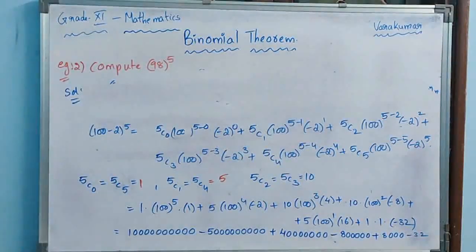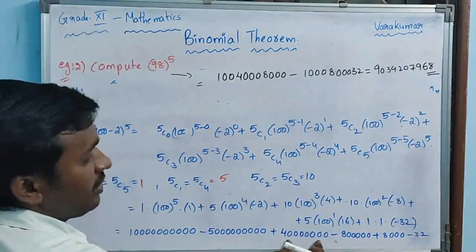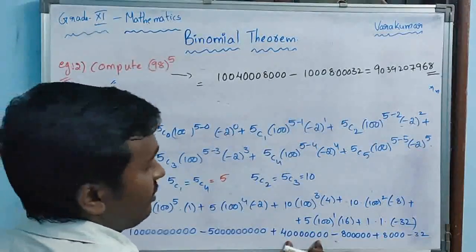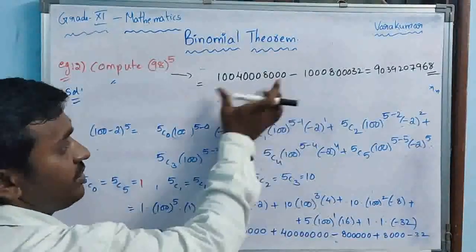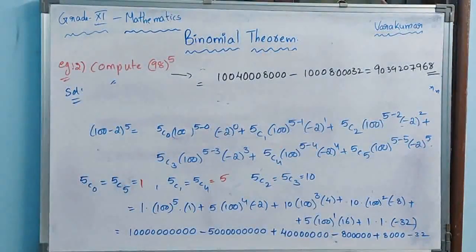Now I am going to do the addition of all the positive terms, and the addition of the negative terms next. Then I am going to subtract the values. I am going to display it here. So after adding all the positive terms and after adding all the negative terms, this will be the final answer. Clear?